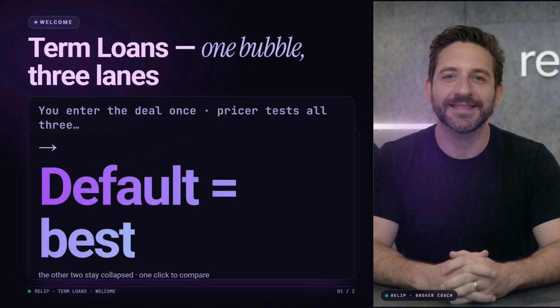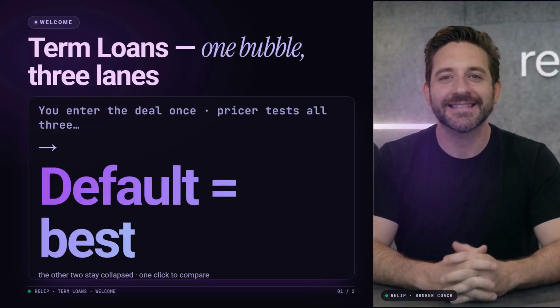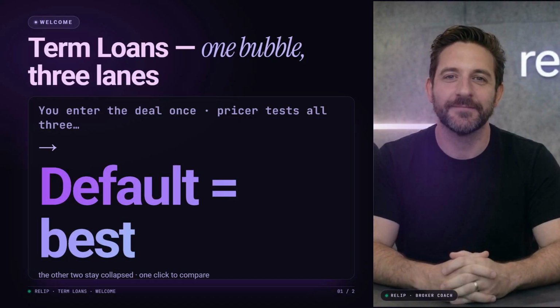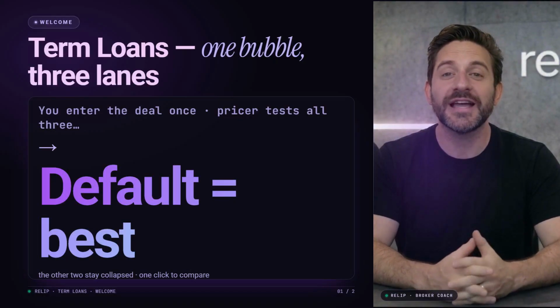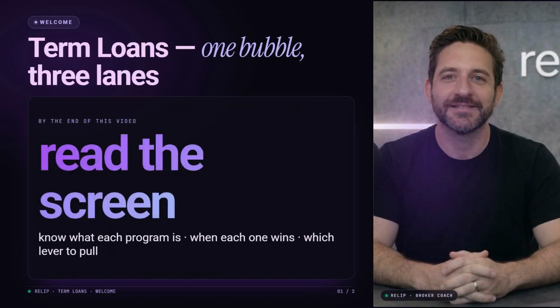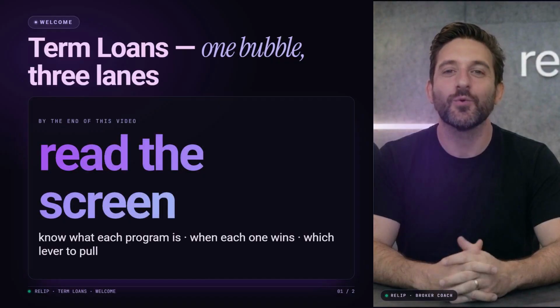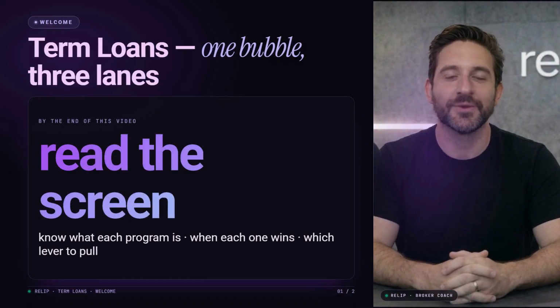You enter the deal once. Our system tests it against all three programs at the same time, picks the one that gives the borrower the best structure, and shows you that as the default. The other two stay on screen, just collapsed, so you can compare anytime you want. By the end of this video, you'll know what those three programs are, when each one wins, and how to read the pricer screen like you've been doing this for years.